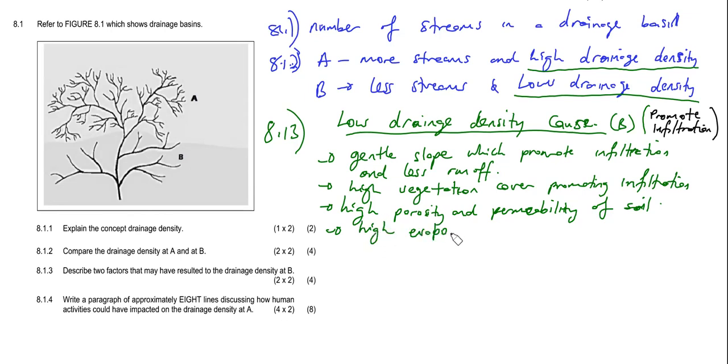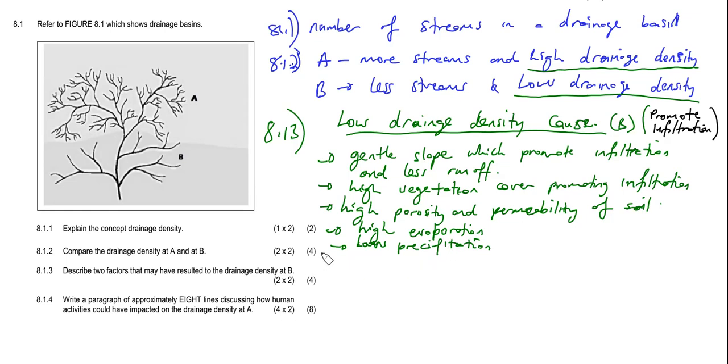High evaporation. And you can also talk of less precipitation, so low precipitation. That also could have resulted in the low drainage density, because when you've got low precipitation and high evaporation, it means that we don't have much runoff there.